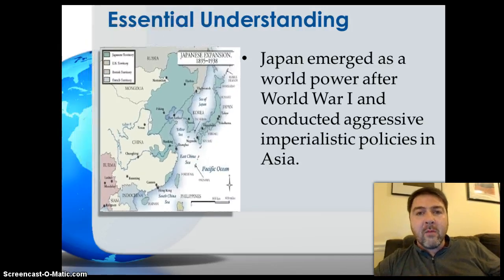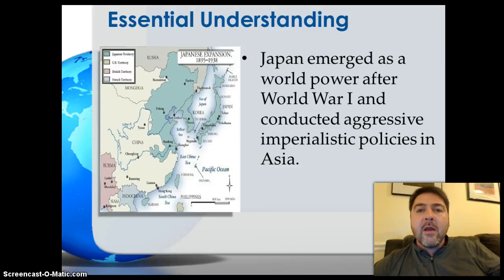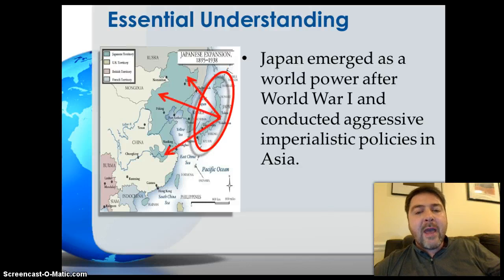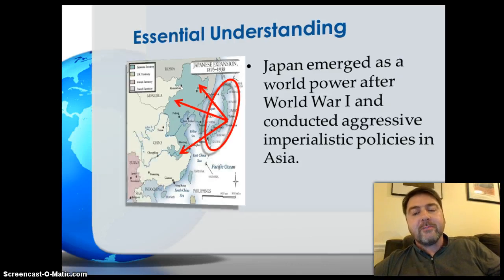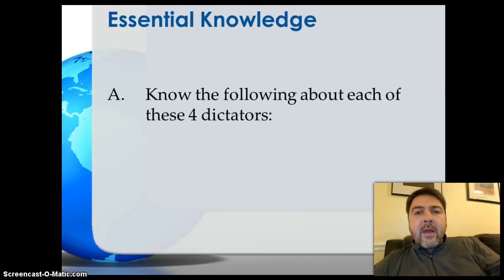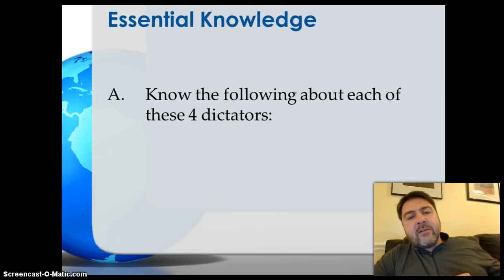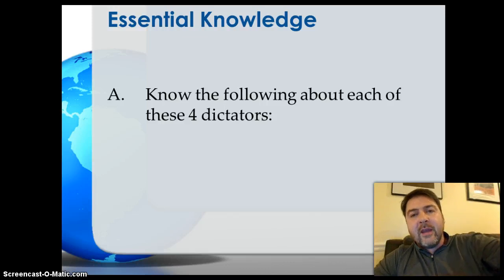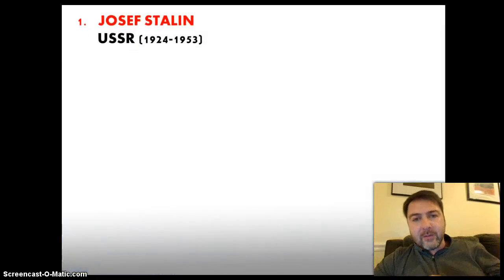Okay, we see here on our map the Japanese expansion in the early part of the 1900s, from its island country here of Japan into Korea, into Manchuria, the northeastern part of China, and other parts of Southeast Asia. Okay, so the meat of the standard that we need to know here, we need to know some information about 4 of these dictators, one in each of these countries that we mentioned.